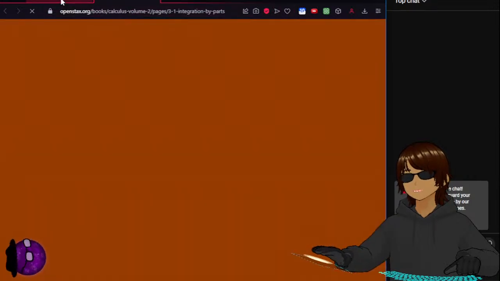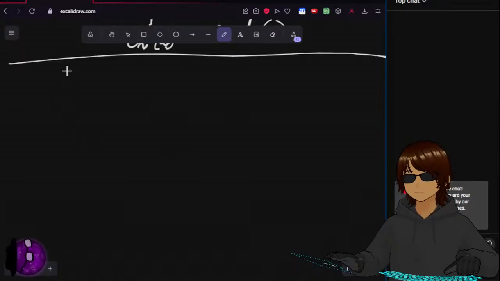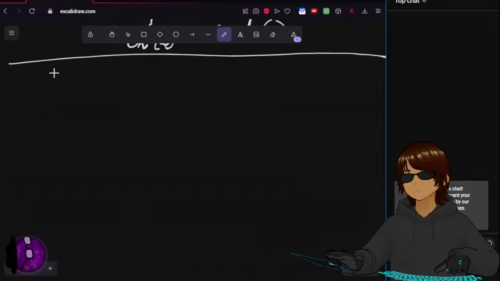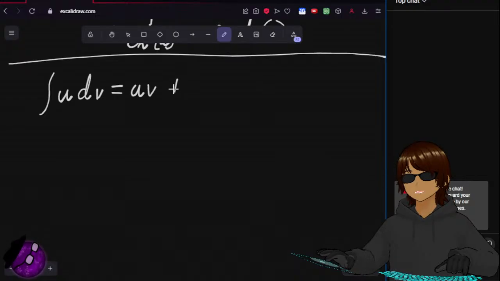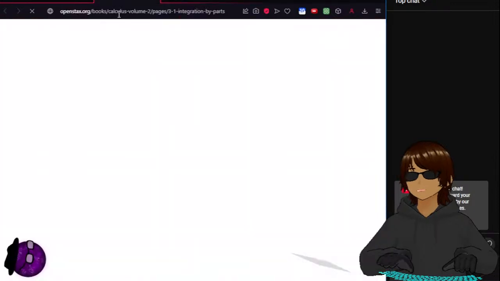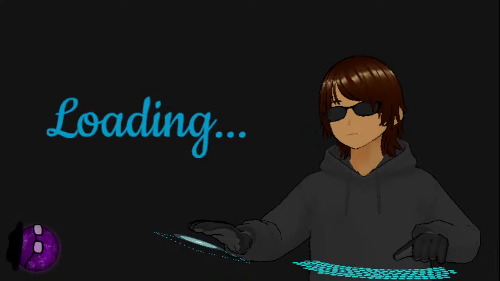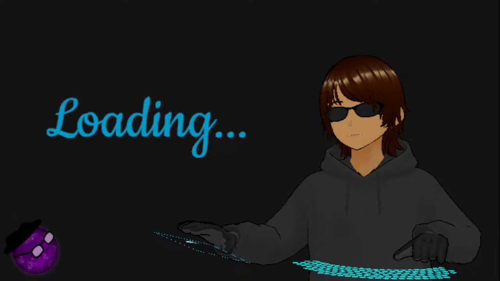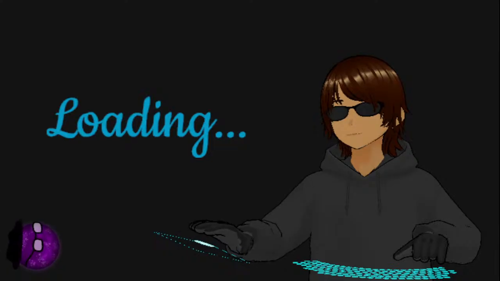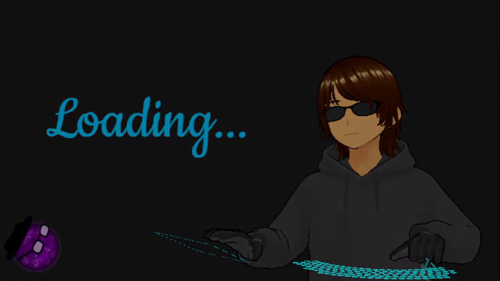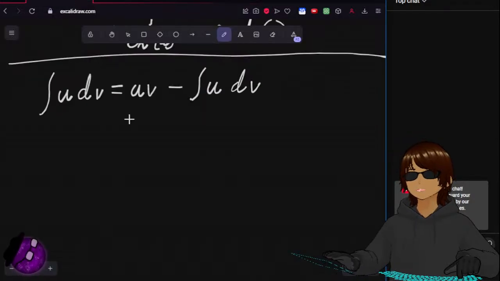Anyways, integration by parts. So I know integration by parts is like this. U dv is equal to uv minus v du. I have used them in the past streams before. Wait. I don't know why this is not loading. But I can't remember the proof.